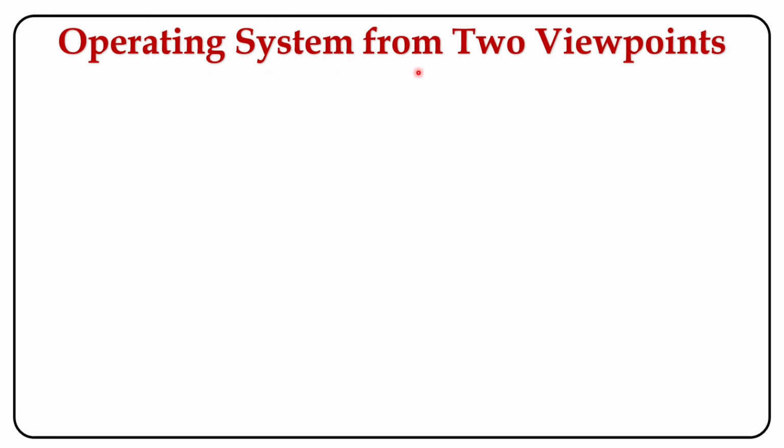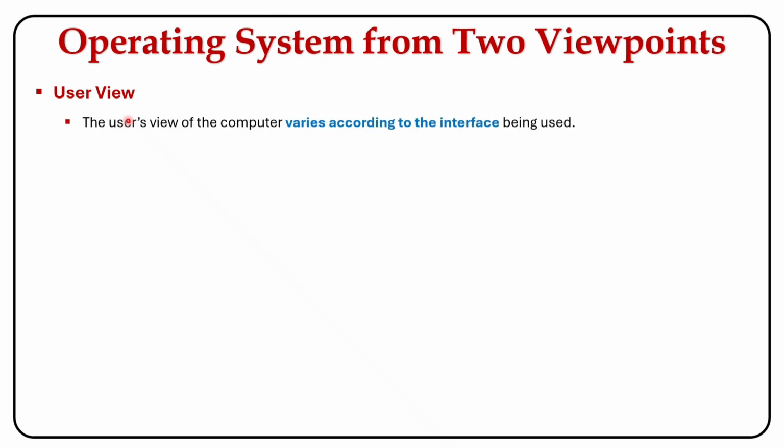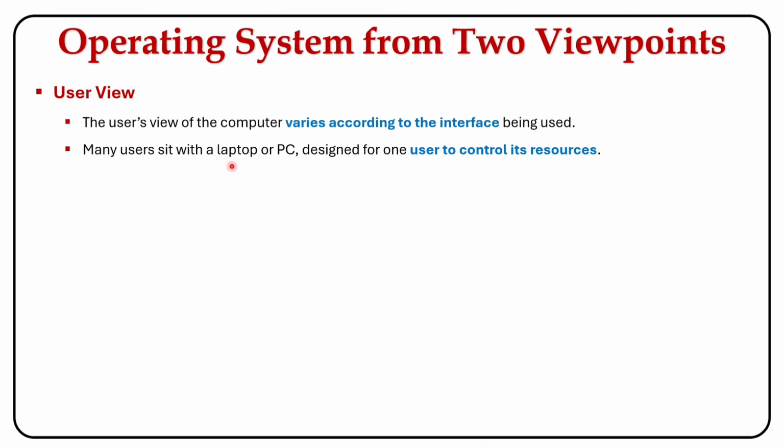The first comes user view. The user view refers to how the user interacts with the computer through the operating system. Different devices have different ways of interacting with the user. Therefore, the user experience also changes.